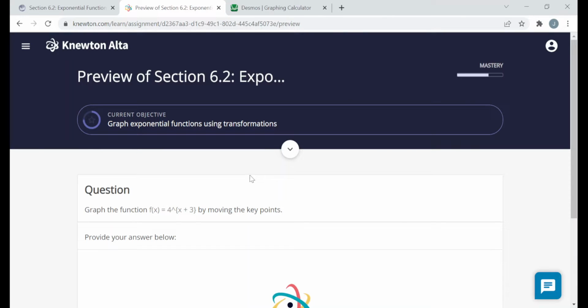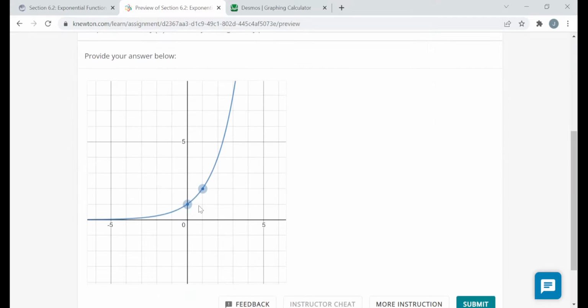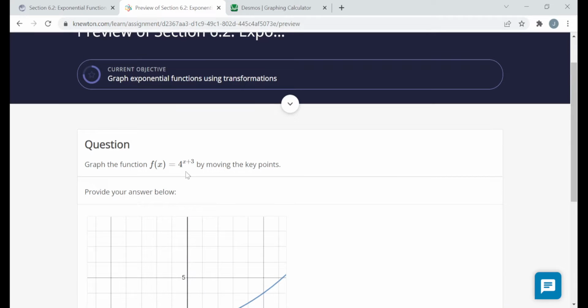Alright, then one more like this. Now this time though, the plus 3 is in the power, right? Instead of 4 to the x, x is replaced by x plus 3. That'll move the graph left 3 units. You don't move up or down though, so the asymptote's still the x-axis. But instead of 0, 1, you move that left 3. So negative 3, 1, right? If x were negative 3, you'd have 4 to the 0, which would be 1. And then instead of 1, 4, that would move over to negative 2, 4.